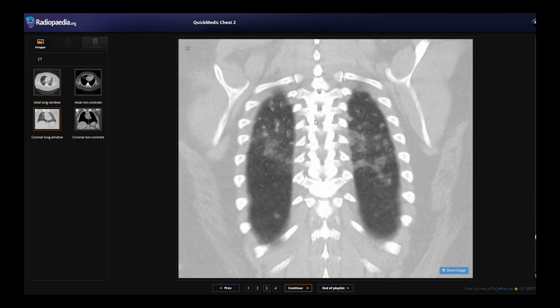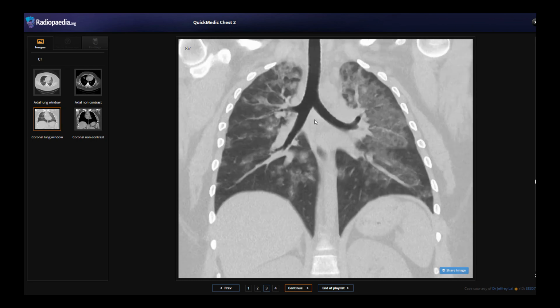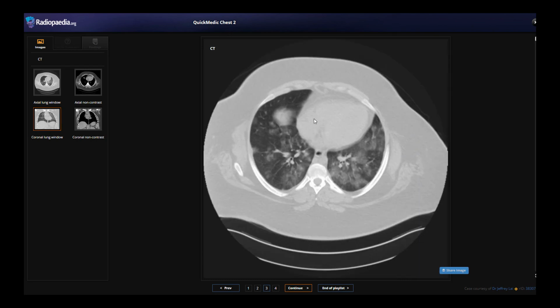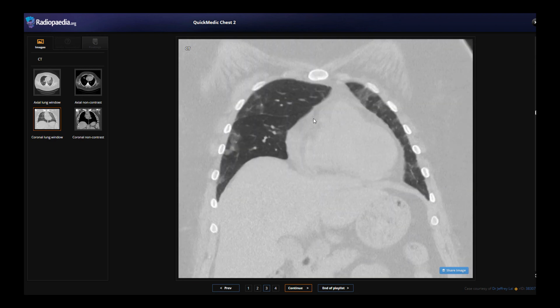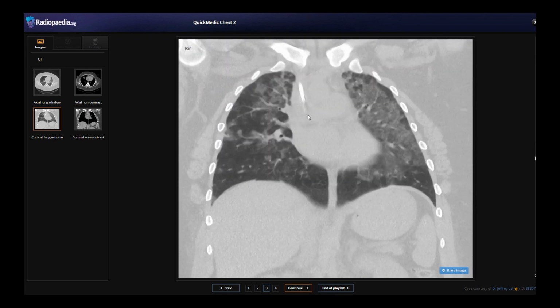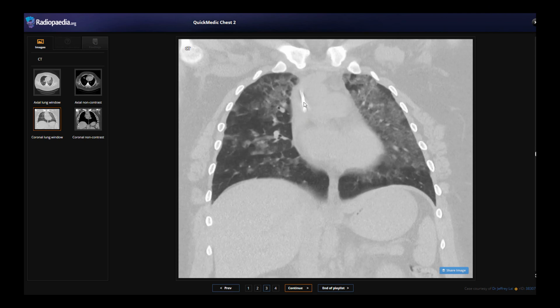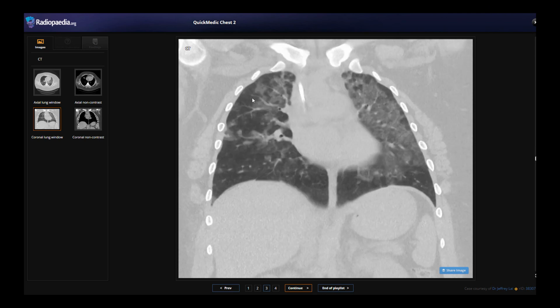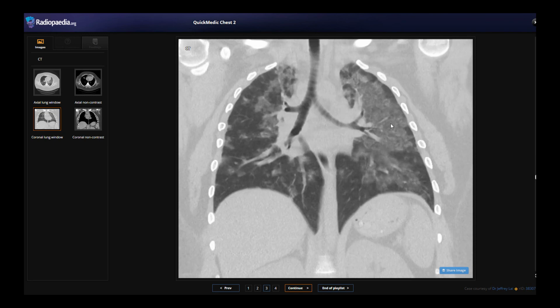Let's see, coronal lung window. Let's look at this a bit better. So let me see the front. Let's go in from the front. Looking forward, that's the heart. You can see the tip of the CVC, the central venous catheter. You can see all this opacity here.